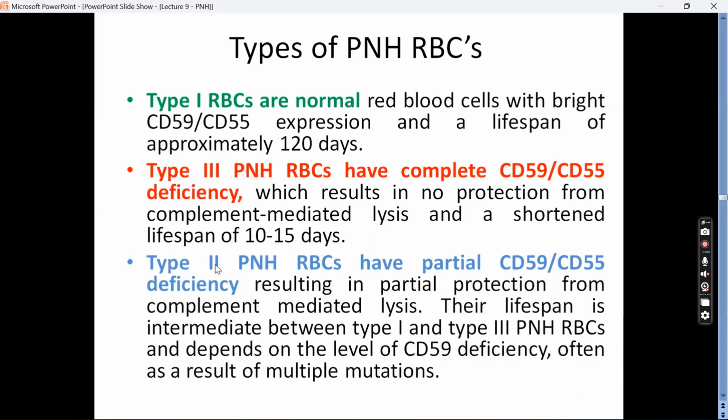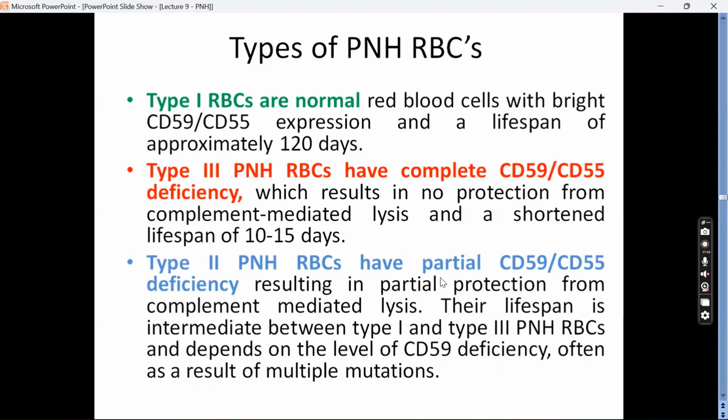Okay, now you know what is type 2. Type 2 is RBCs which show some expression of CD59 and CD55, but not to the level of normal expression. Okay, so type 2 PNH RBCs have partial expression, that is partial deficiency, of CD59 and 55. So there will be some expression of CD55 and 59. Their lifespan is intermediate between type 1 and type 3 PNH RBCs and depends on the level of CD59 deficiency, often as a result of multiple mutations. Okay, so these type 2 RBCs have some partial protection from complement.